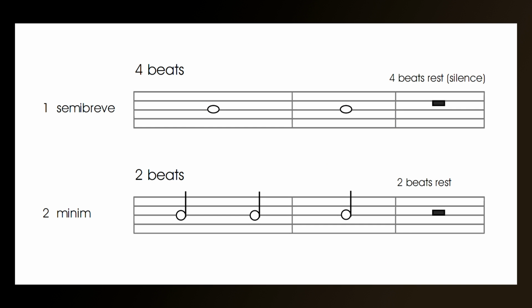So, to summarise what we've learnt so far, we've got a semi-breve that lasts for 4 beats, and the semi-breve rest does the same, and now we've got the minim which lasts for 2 beats, and the minim rest does the same again. Right, let's do some exercises to help you remember what you've learnt so far.